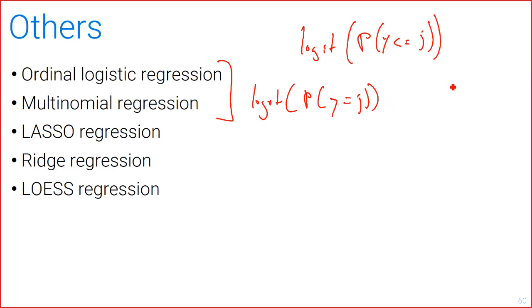There's lasso regression, ridge regression, loess regression, and they're all in the direction of allowing for more flexibility in this case, and taking care of model selection in this other case. Anyway, if you want to read a little bit more about them, many other ways of doing regression, you have pointers here in the end, of course.